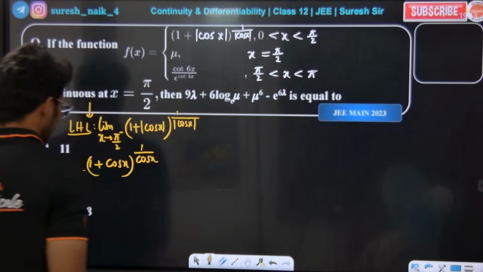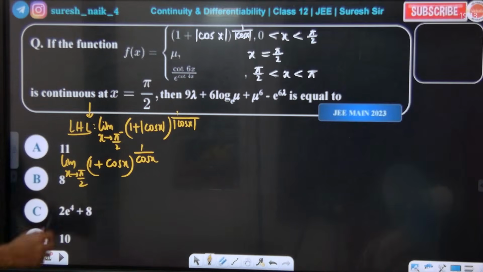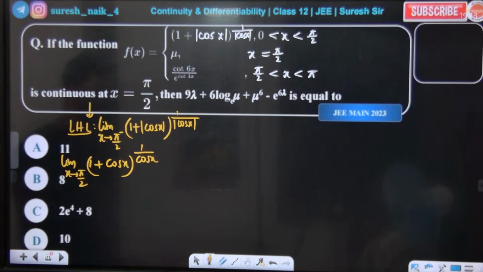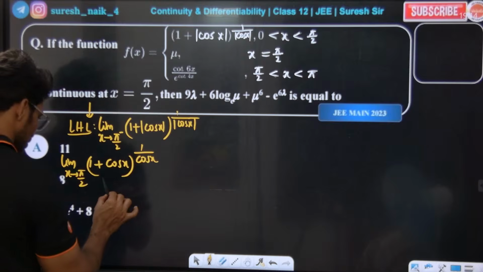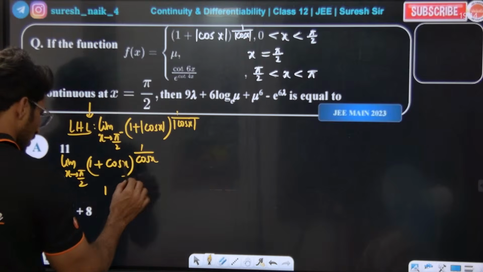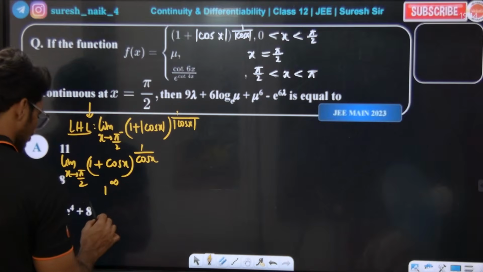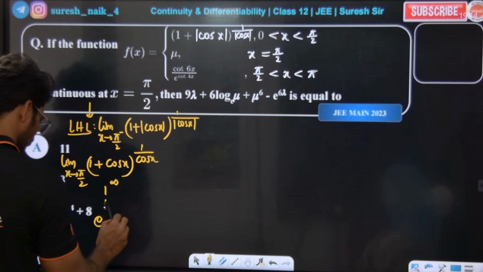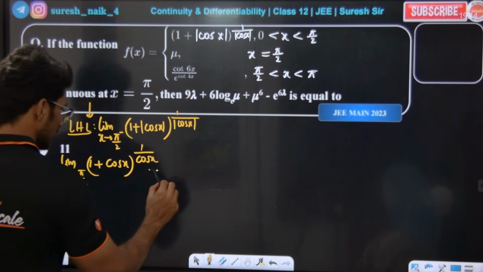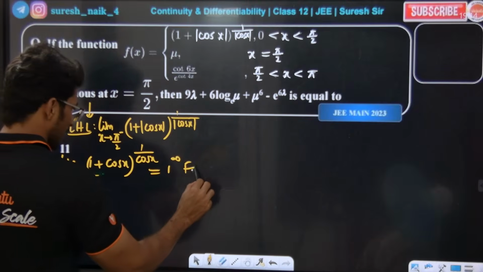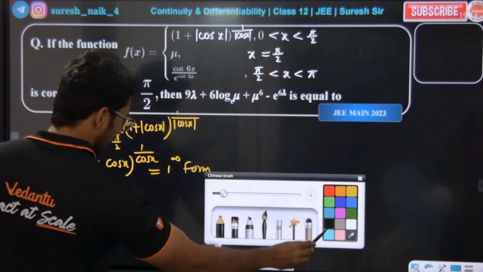Now, if everybody looks at the board, isn't it a 1 to the power of infinity form? Tell me honestly. Sir, cos 90 is 0, so it is 1 to the power of 1 by 0, which is 1 to the power of infinity. Suresh sir told us e to the power of limit. This is basically 1 to the power of infinity form.